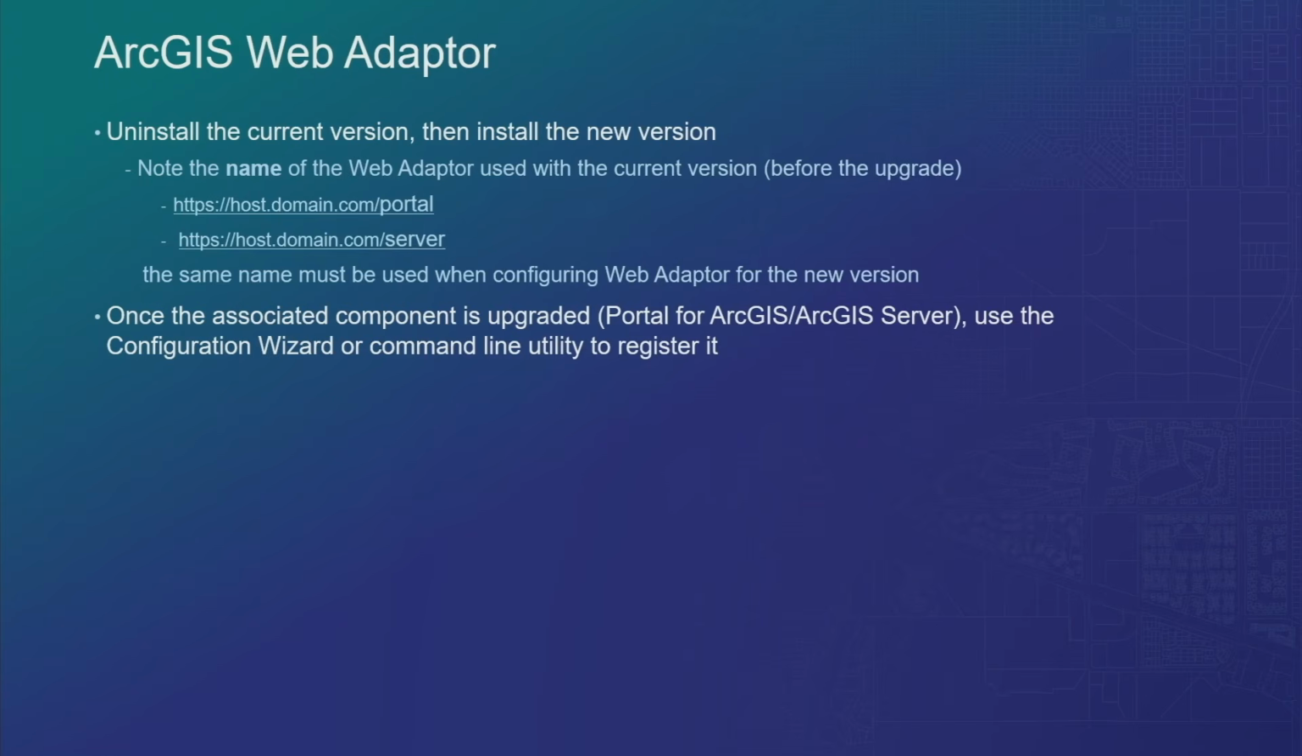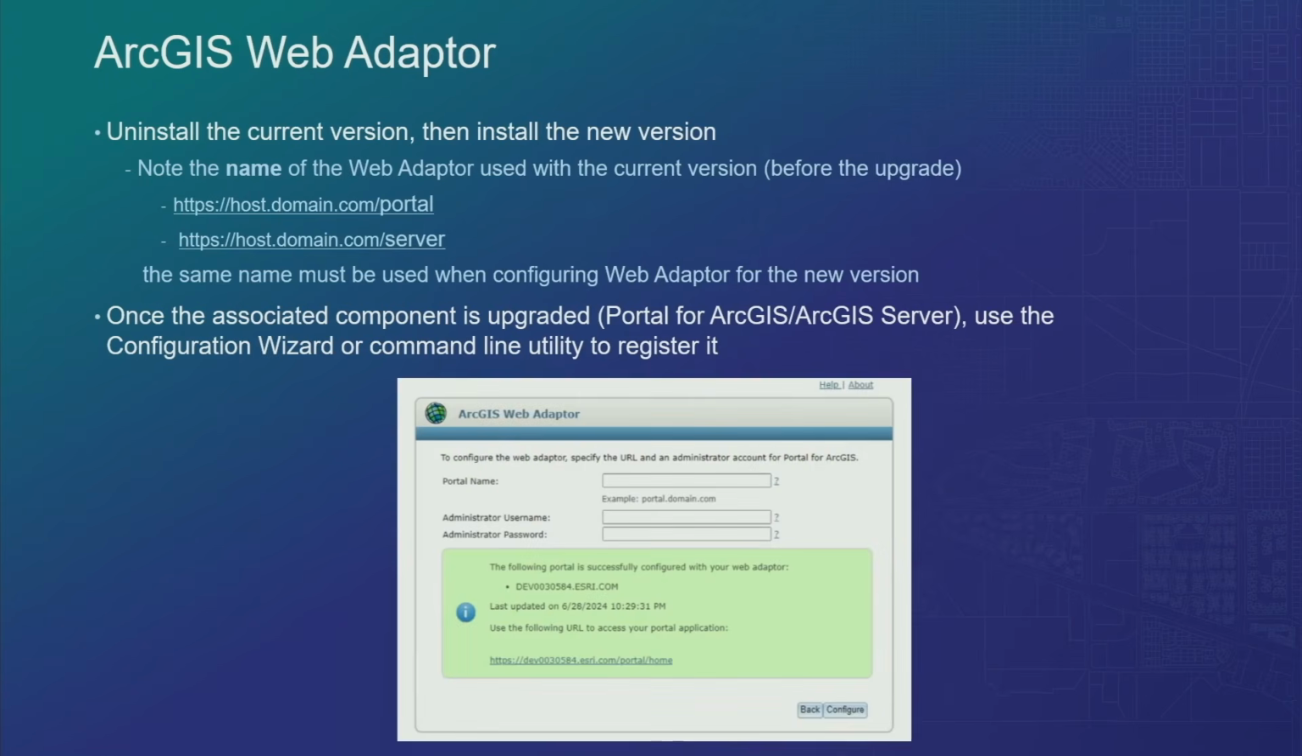And once you're done installing the web adapter, you see a configuration page where you provide the information for the portal or server website, and then provide the credentials, and then register. You can do this by command line also as needed.